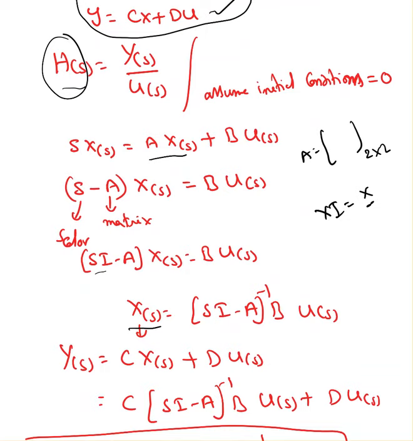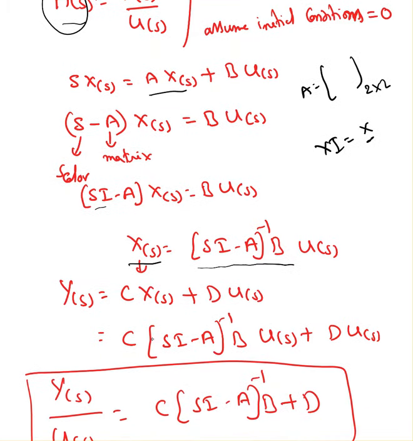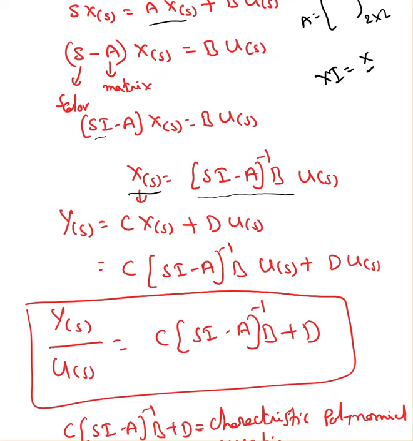Now Y of s is C X of s plus D U of s. I'm going to replace this X of s with sI minus A inverse times B U of s. So C times sI minus A inverse times B U of s plus D U of s. Now if I pull out U of s, Y of s over U of s, which is H of s, the transfer function, equals C times sI minus A inverse times B plus D.